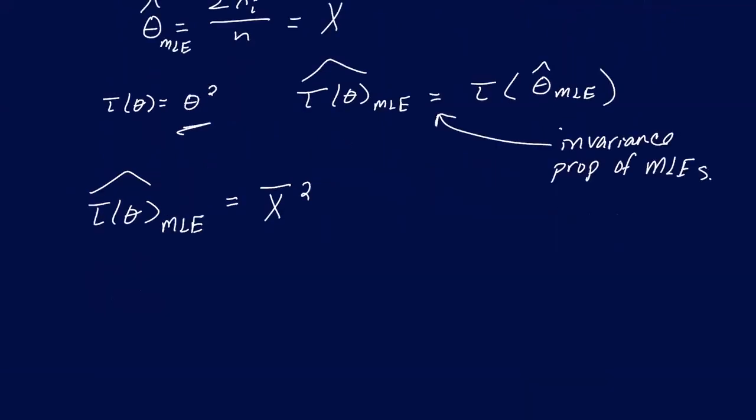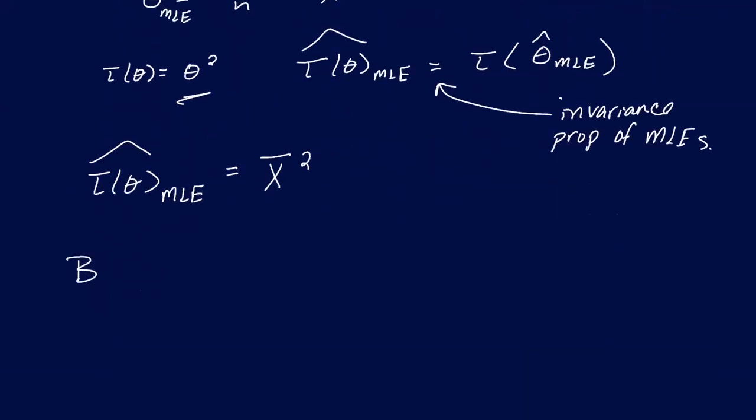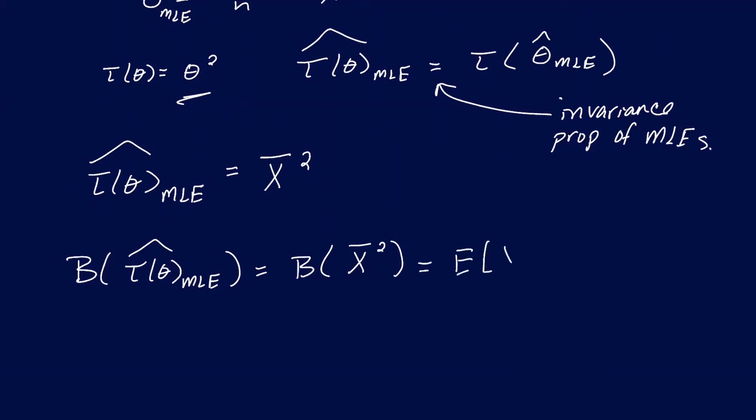Now let's look at the bias and the variance. The bias of the MLE, this is the bias of x bar squared, and the bias is defined to be the expected value of x bar squared minus the thing you're trying to estimate. So if you have an unbiased estimator, this will equal this, and you'll get a bias of 0.